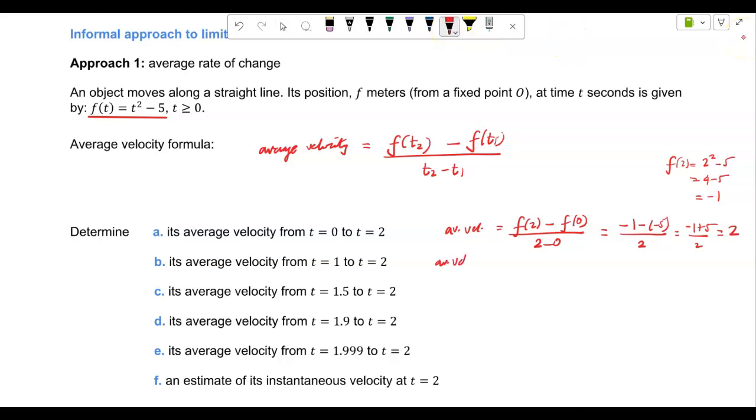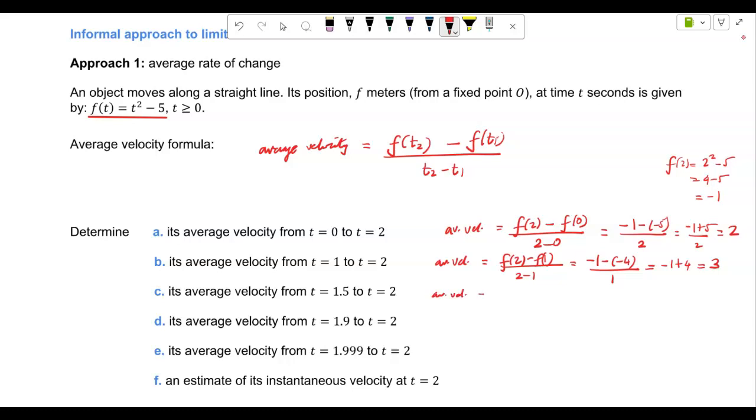Now the next one. Average velocity again here will be F2 minus F1 upon 2 minus 1. So F2 is negative 1, minus F1, which is minus 4, divided by 1. Correct? That's minus 1 plus 4, which is 3. Now this one, same way you do it.